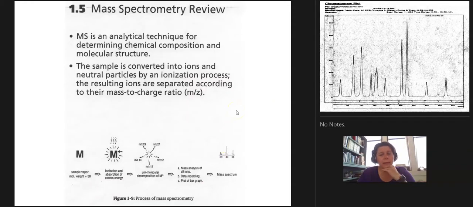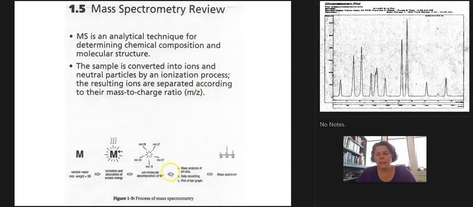And so mass spec is one of the other universal detectors that is very common to use. A mass spec is basically weighing a compound. How much does a compound weigh? And then we use that in order to detect it. MS is an analytical technique for determining the chemical composition of a molecular structure. The sample is converted into ions and neutral particles by an ionization process. The resulting ions are separated according to their mass to charge ratio, the m/z ratio.